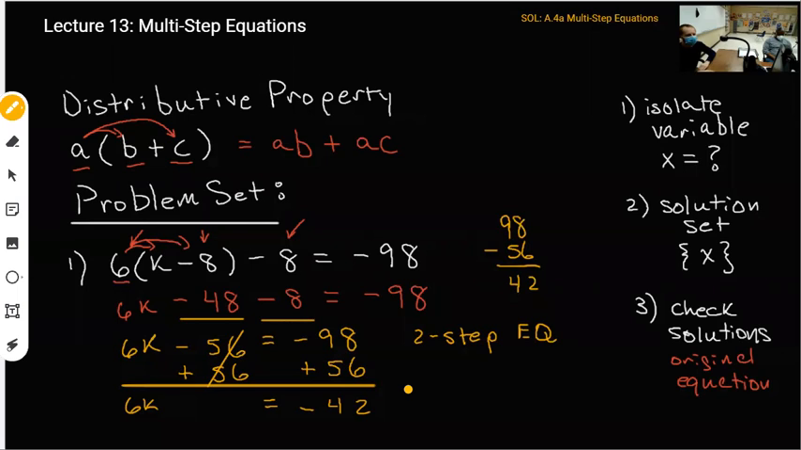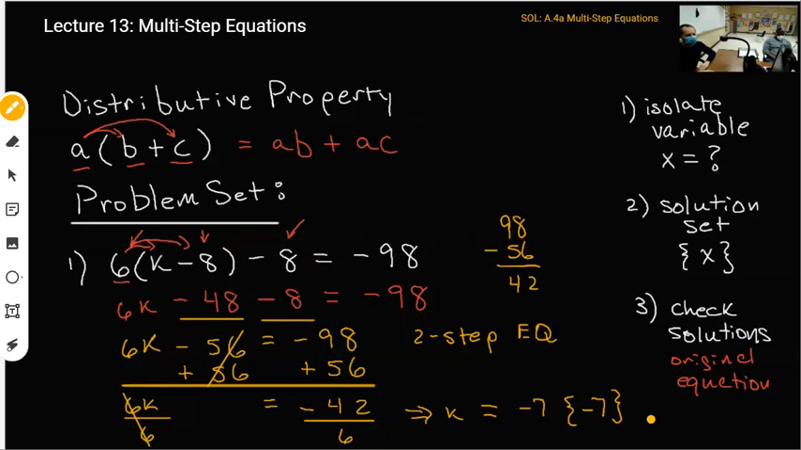That negative 98. So now what's the last thing I have to do to get k by itself on the left side? I need to divide both sides by 6, right? So that's what I'm going to do next. And when you divide both sides by negative 6, the point is to get rid of the number that's in front of the variable. And then you just get k is equal to whatever you have on the right side. And in this case, it's going to be a negative 7. So inside my solution set, I'm going to have negative 7.